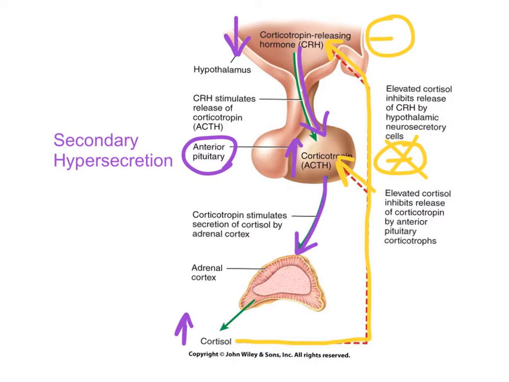So if we look at this now, what we're going to see is that CRH levels will decrease due to that negative inhibition. ACTH levels are going to increase due to the pathology of the anterior pituitary, and cortisol levels will increase due to the increase in the tropic hormone stimulating it.